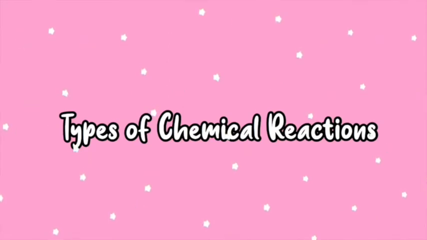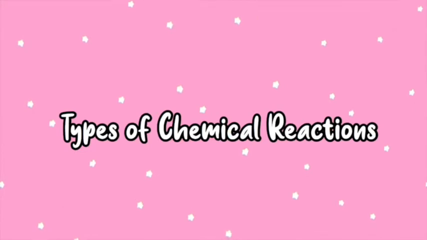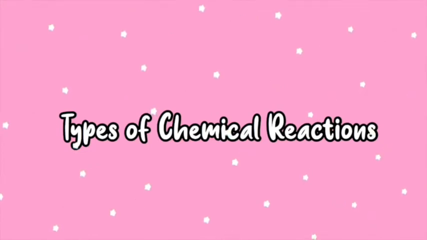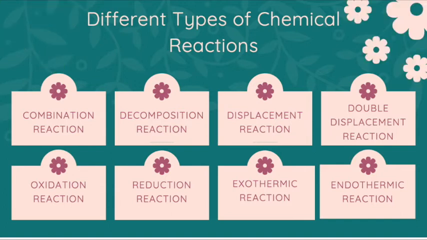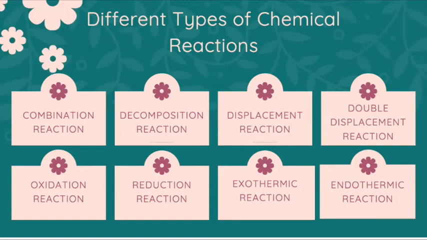So in today's video we are going to discuss the types of chemical reactions. For this particular video I've considered all the types of reactions that were discussed in CBSE class 10 lesson 1. Coming to the different types of chemical reactions, we basically have 8 types. The first one is the combination reaction, next we have decomposition and displacement, double displacement reaction, oxidation reaction, reduction reaction, exothermic reaction and endothermic reaction.